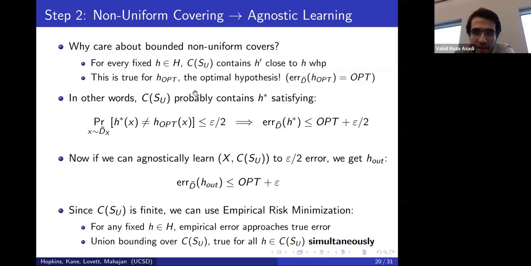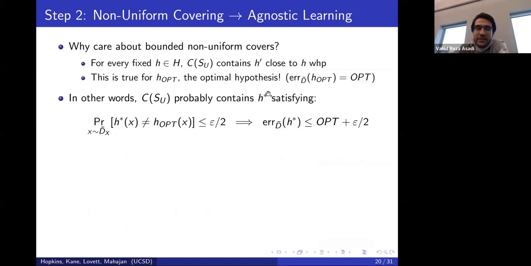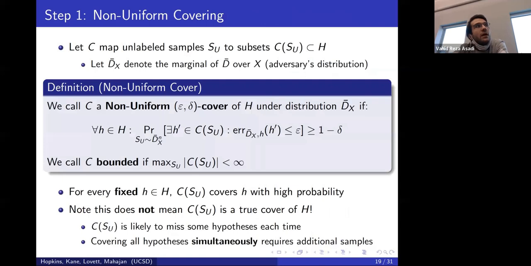At least within... sorry, Max, can I ask a question? Yeah, of course. So in the previous slide we had that CSU... basically, so there exists an H prime in CSU for all but a delta fraction of H in the capital H, right? Not quite. It's a stronger guarantee than this.